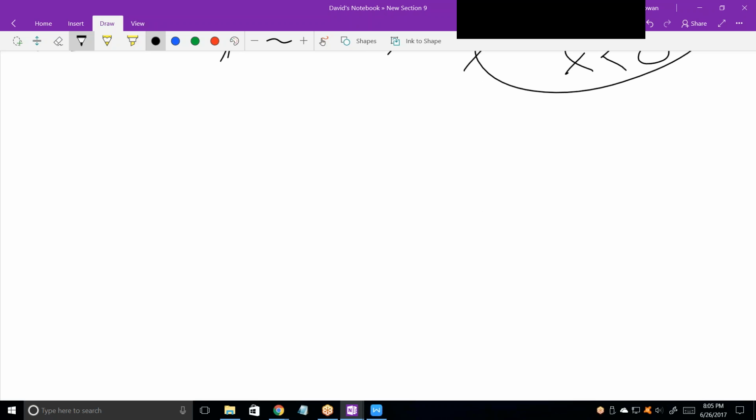More domain. Domain's pretty easy, because domain is really all about figuring out what x cannot be. Well, here's a pretty common function. You're familiar with this function. What can x not be here?